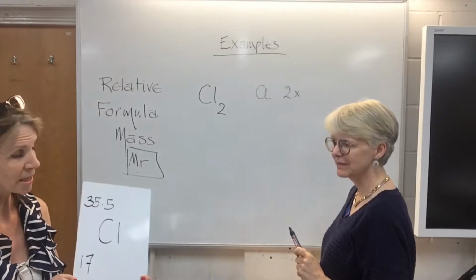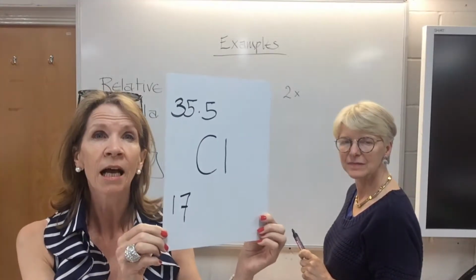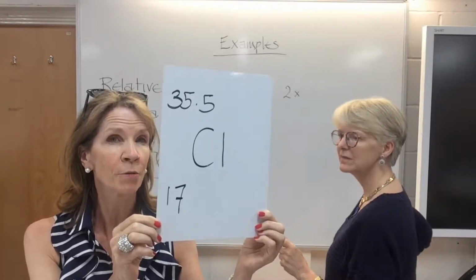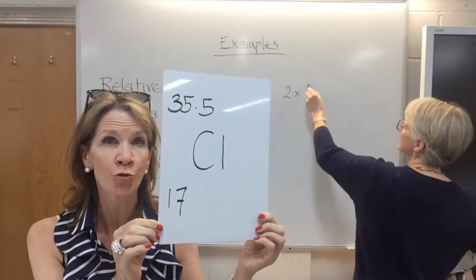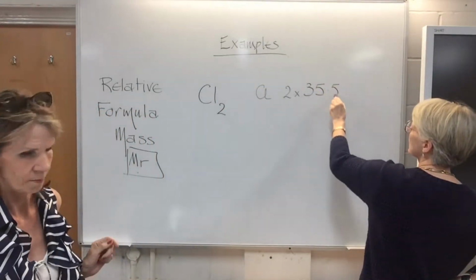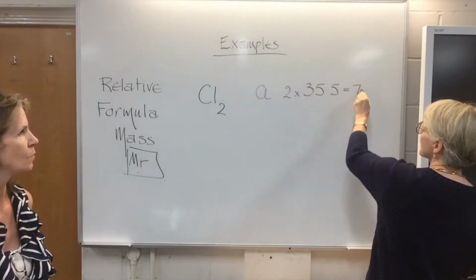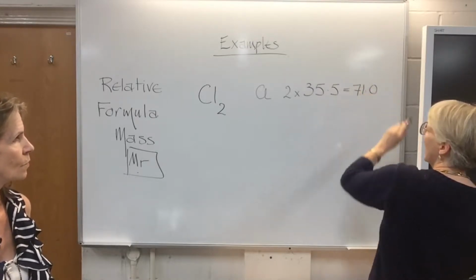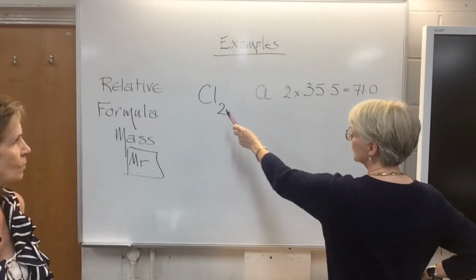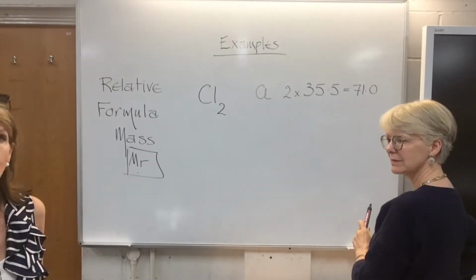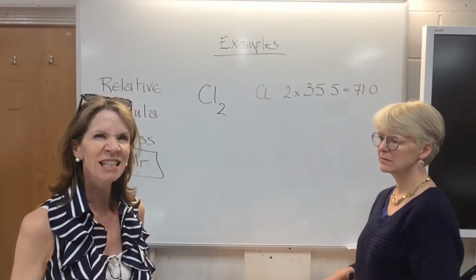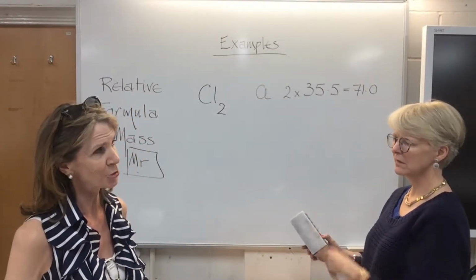Miss McLaren, can you give that to me? Here's something I prepared earlier. And chlorine has an Ar of 35.5, and the Ar is just your relative atomic mass. So I've got 2 times 35.5, which equals 71. And therefore, am I right in saying that the Mr of a chlorine molecule is 71? You are so correct. Now, the next one we're going to do is slightly more complicated.